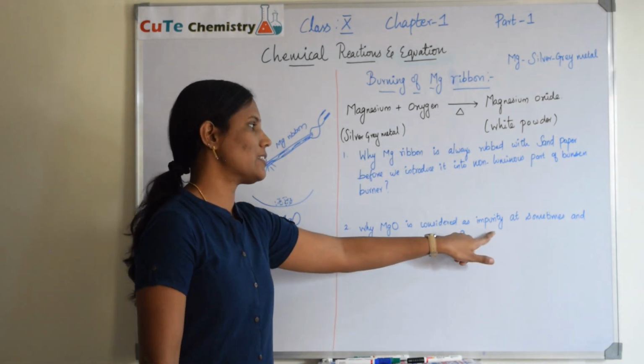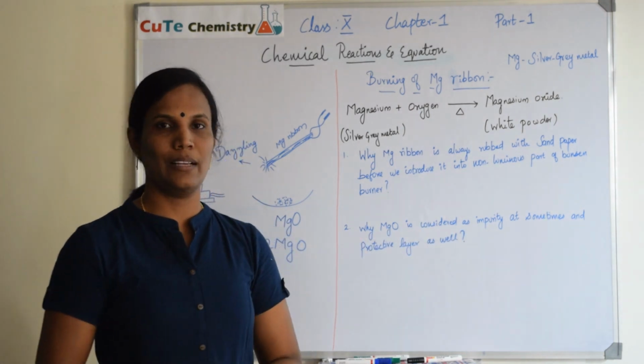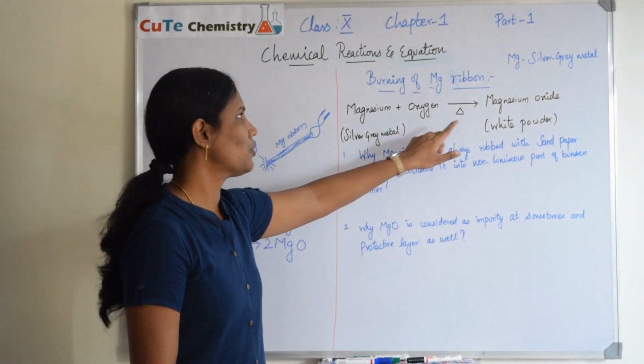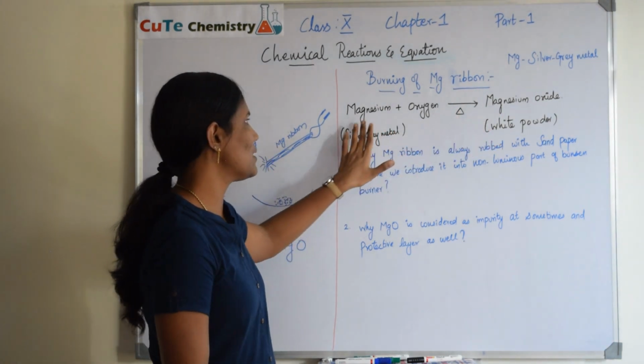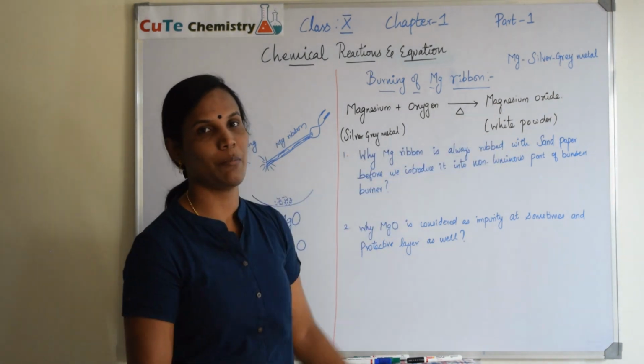At some point it is considered an impurity, at some point it is considered a protective layer as well. So in whole, magnesium reacts with oxygen to give magnesium oxide. Magnesium is a silver grey metal, and at the end we get a white powder of magnesium oxide.